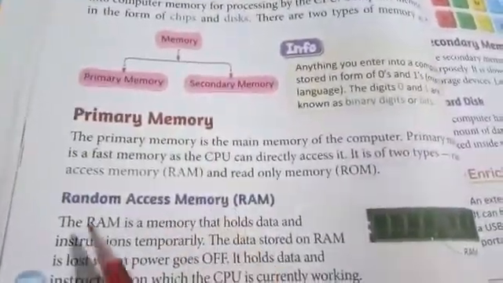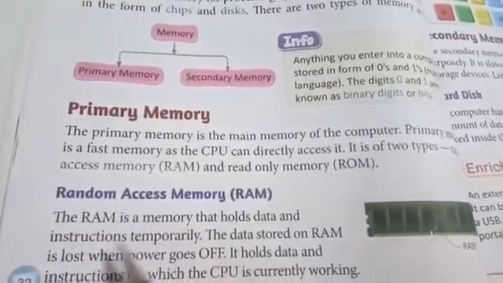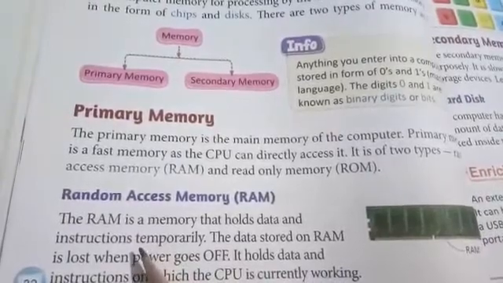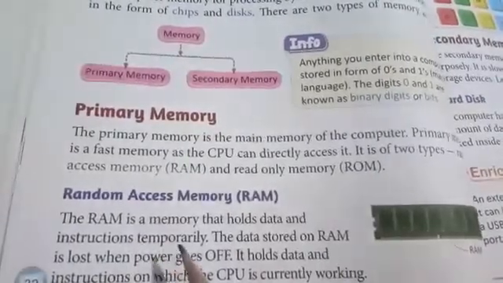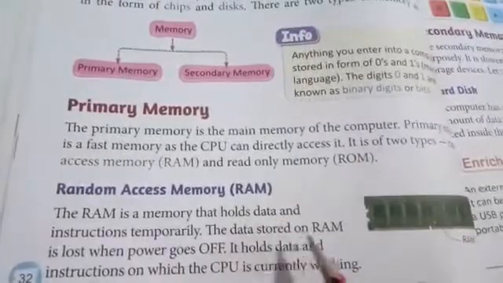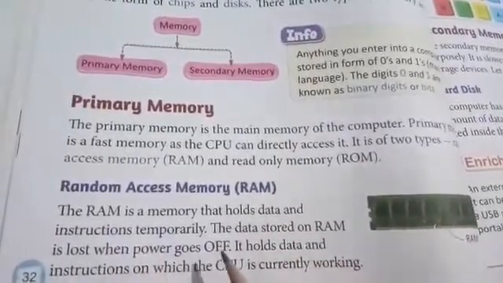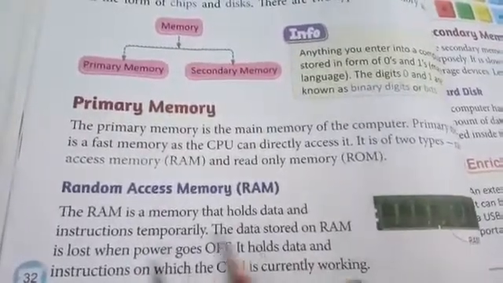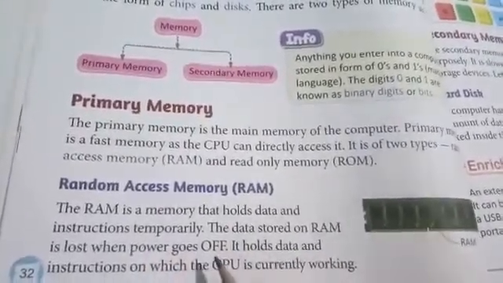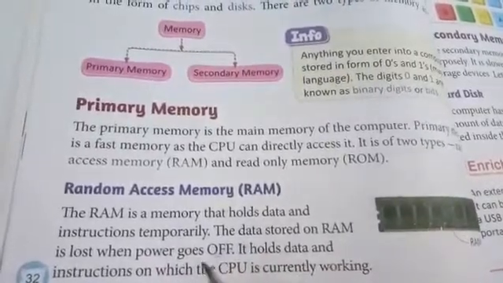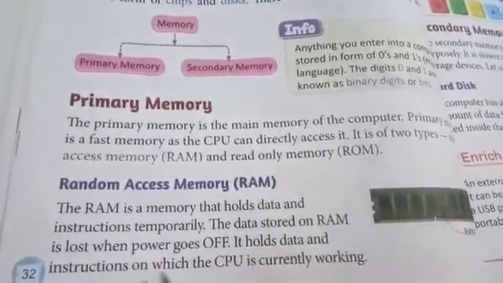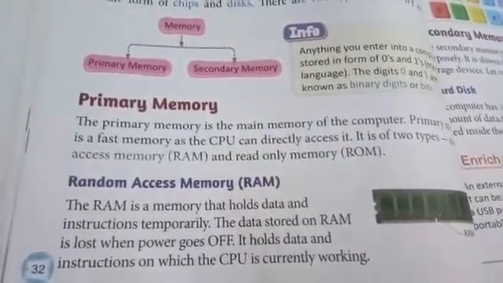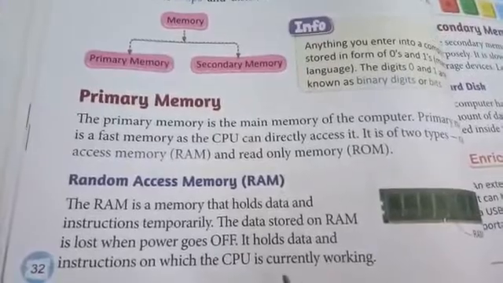Random access memory: the RAM is a memory that holds data and instructions temporarily, means for some time only. The data stored in RAM is lost when the power goes off. It holds the data and instructions on which the CPU is currently working.